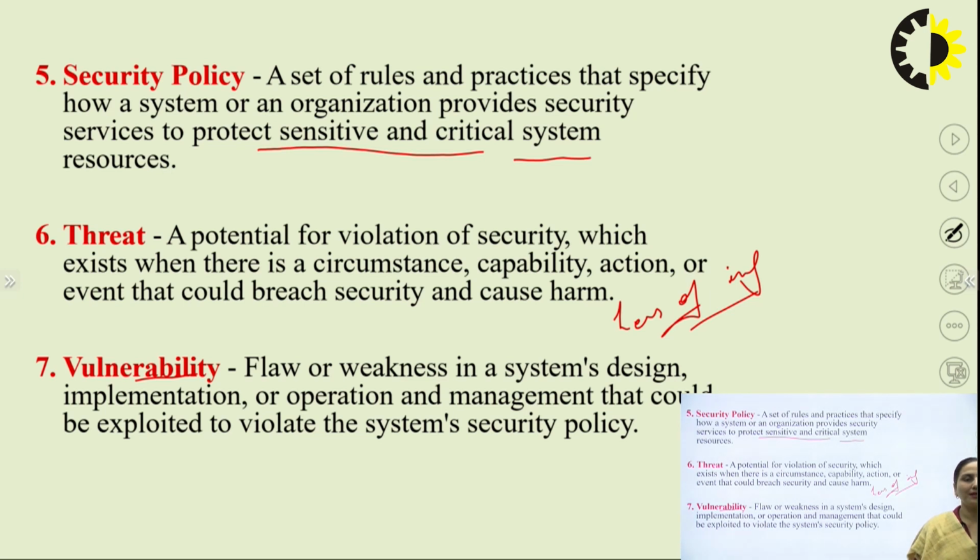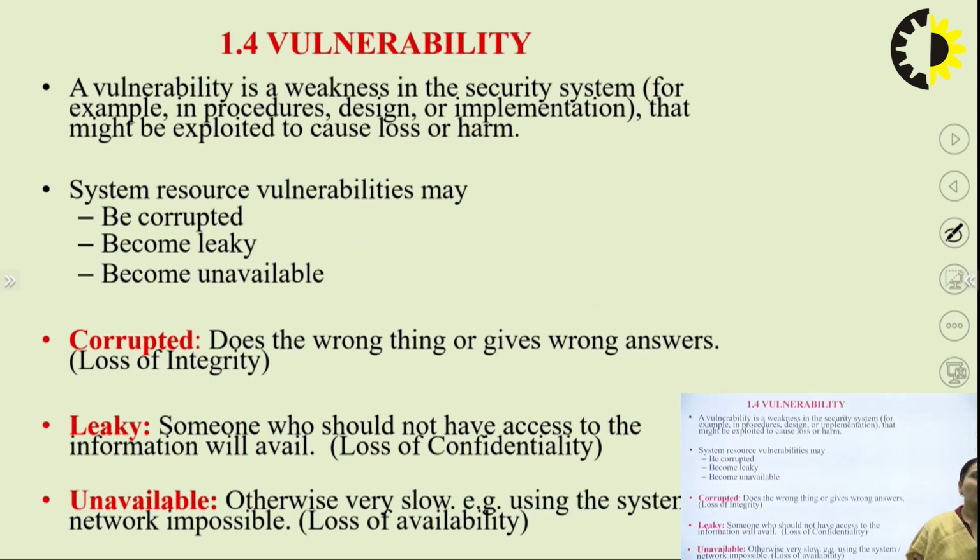So, any type of weakness which may be there in the designing of a particular system is what is basically referred to as the vulnerability. Now, let's discuss this a little bit in more detail. It is the weakness in system security, for example, in procedures, design or implementation, that might be exploited to cause harm. Of course, if there is any type of weakness in the system, and if that weakness is not properly addressed, it can definitely cause different types of loss and harm to a particular system.